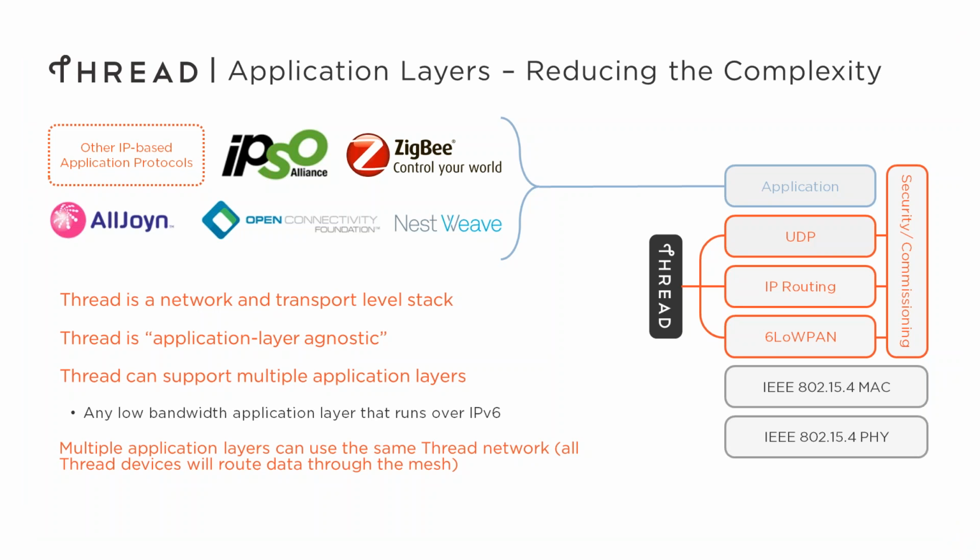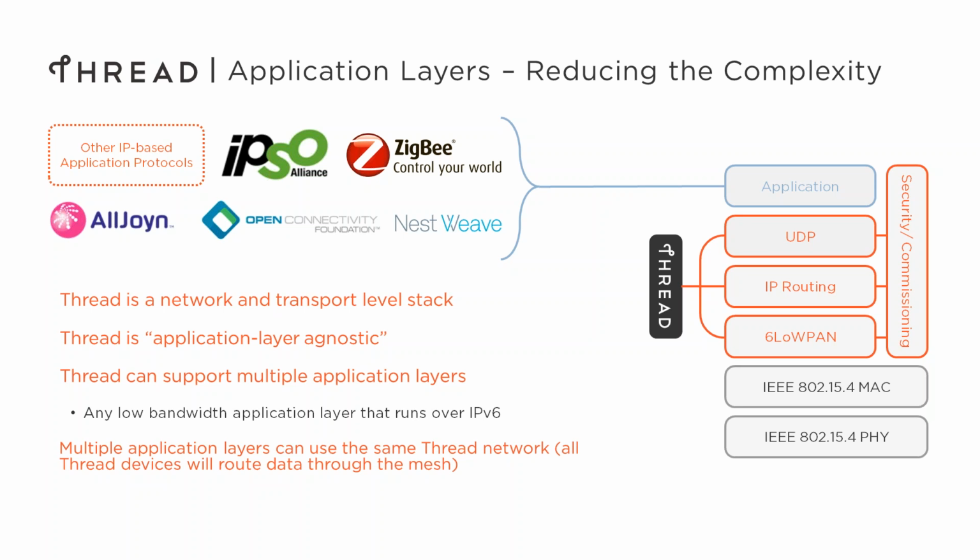You can see from this stack diagram on the right where Thread fits. The boxes outlined in orange define what Thread is. It is the network and transport level that sits on top of a standard 802.15.4 MAC and PHY, and it includes the routing, running 6LoWPAN, and security and commissioning. The application is something that sits on top of that. Thread is application layer agnostic and can support multiple application layers. It can work with multiple transports also.